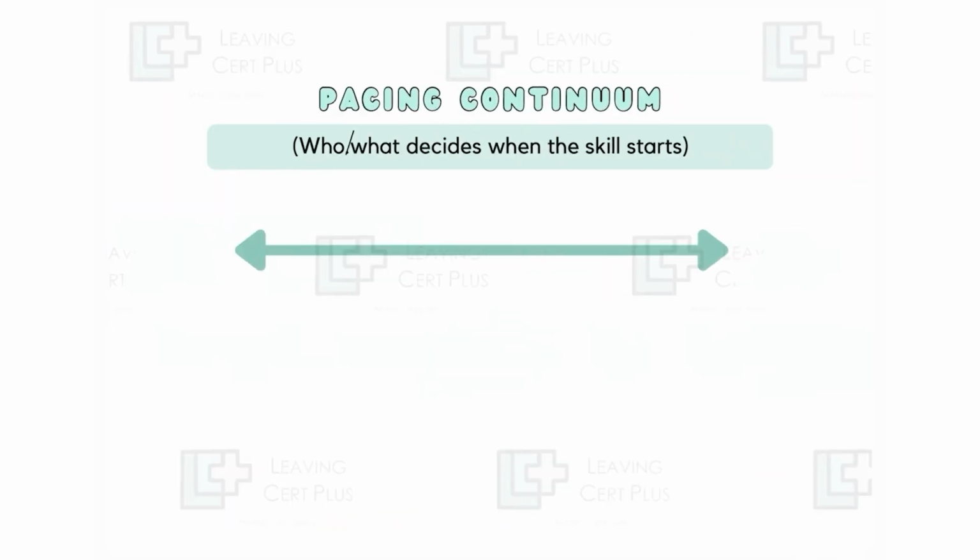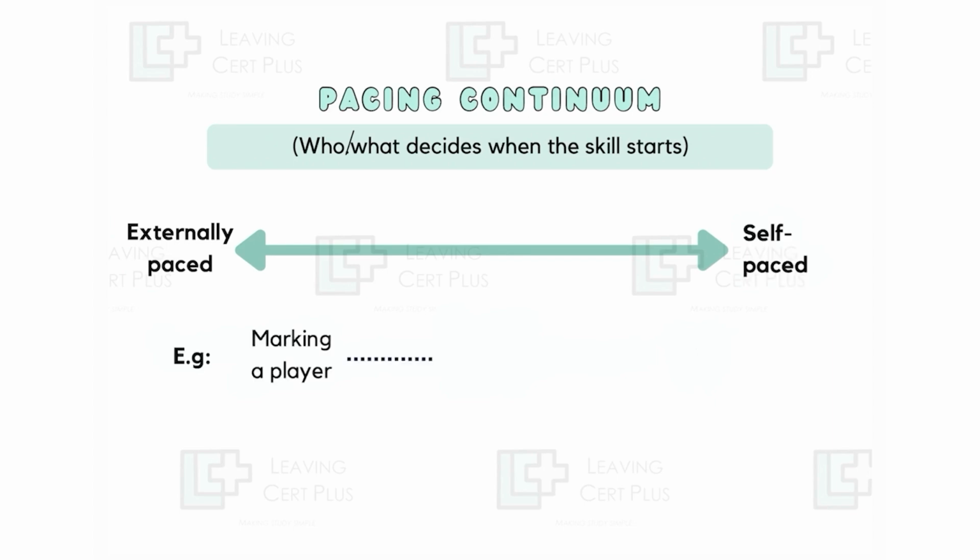Then you have a pacing continuum. So what about the athlete's surroundings? So who starts this? Is it externally paced or is it self-paced? So an example that we're going to talk about, marking a player, is completely dependent on the athlete's surroundings. You are following a player that you need to react to.